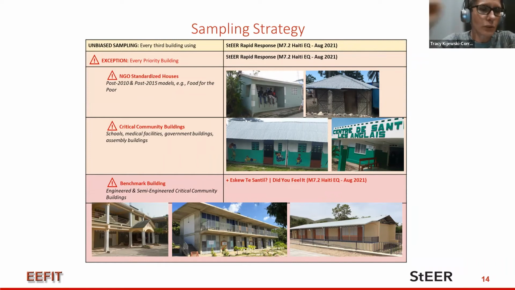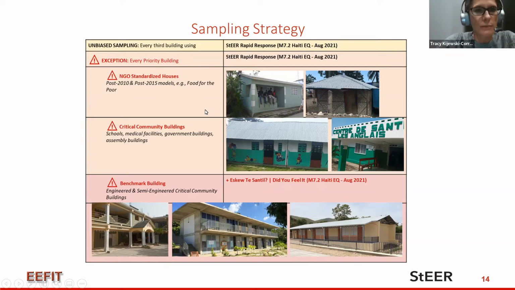Then they were asked to include that regardless of whether it was the third building, because we did want to document how designs that had some level of oversight in their production and execution ultimately performed. We also asked them to always document any critical community building: schools, medical facilities, assembly buildings, government buildings. So that every third structure sampling still had these opt-outs to make sure these very important structures were captured.